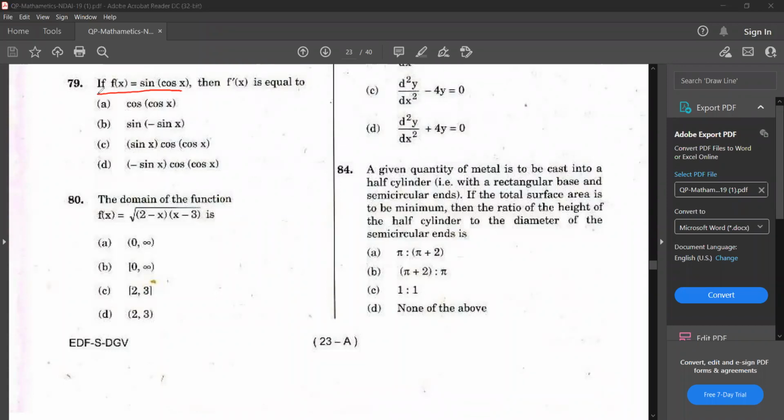If f of x is equal to sine of cos x, then f dash of x is equal to what? So that is a direct question. Just give me the answer, comment your answers. Very direct question. Only the chain rule you have to apply.